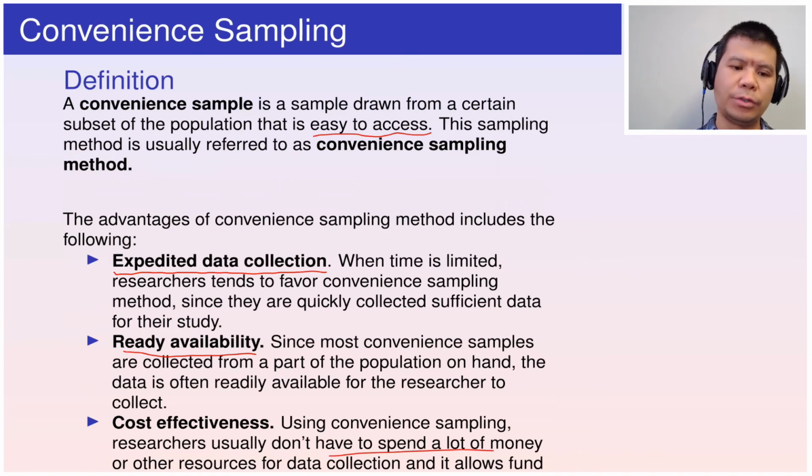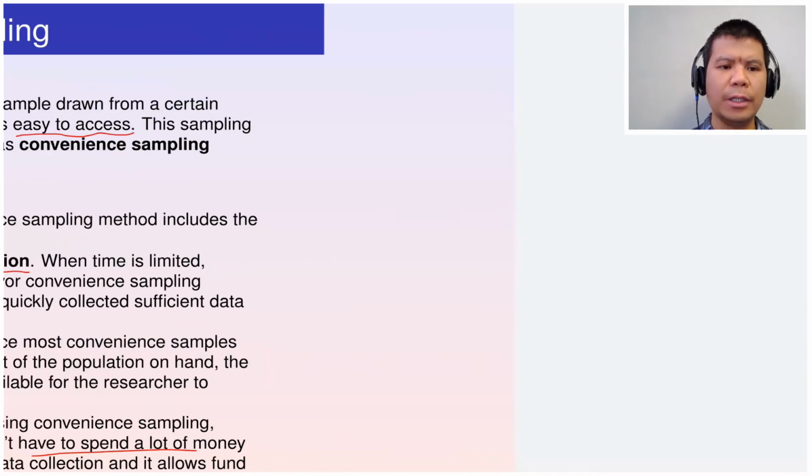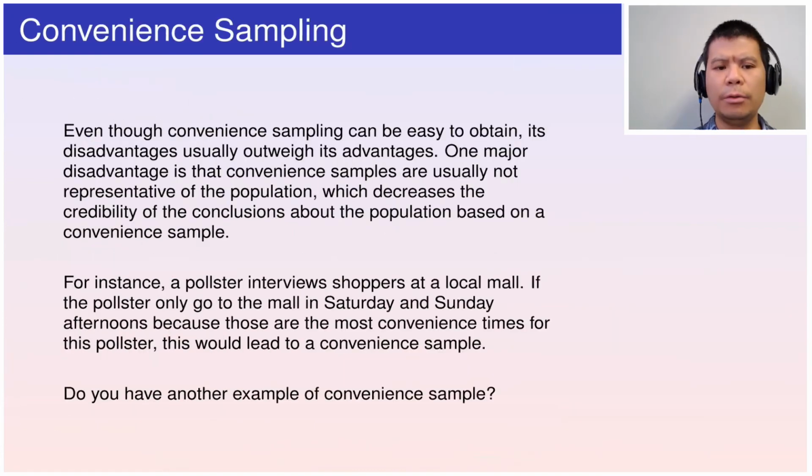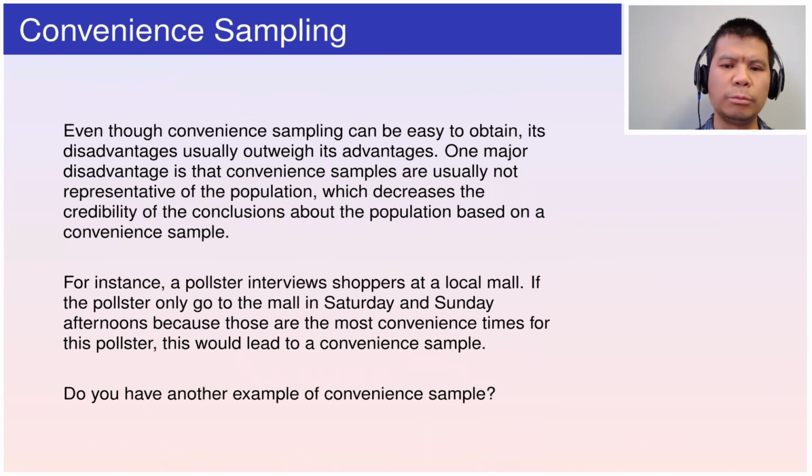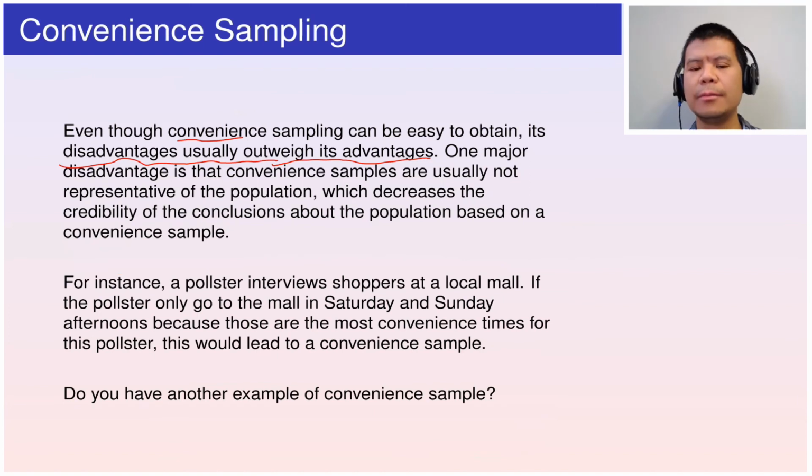So this is also very interesting. Convenience sampling. Even though it has some advantages, we still have to be careful. Even though convenience sampling can be easy to obtain, that's a disadvantage that usually outweighs its advantages. Because it is a biased sampling method.